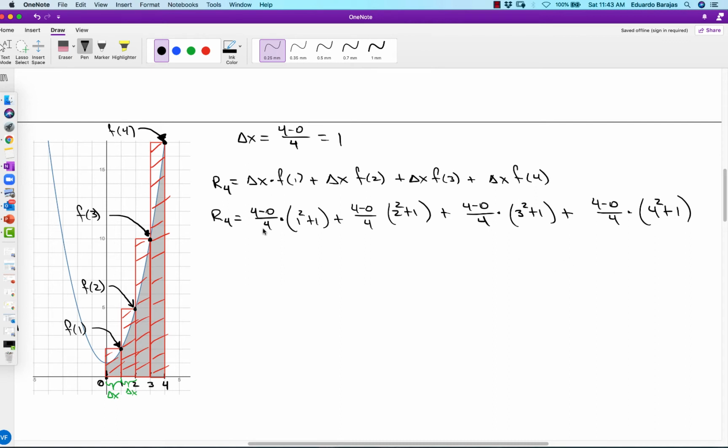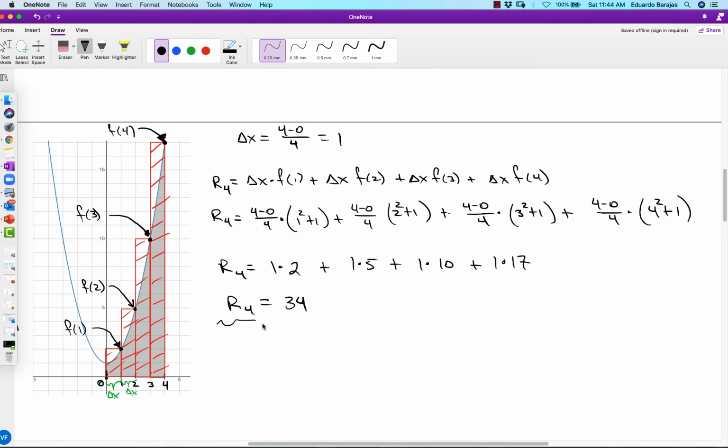Good. So all these (4 minus 0) divided by 4s are going to be equal to 1, so we can simplify those really easily. It's going to be 1 times 1 squared plus 1, that's 2, plus 1 times 2 squared plus 1, that's 5, 1 times 5, plus 1 times 9 plus 1, that's 10, 1 times 10, plus 1 times 16 plus 1, that's 17, 1 times 17. So R sub 4 is 2 plus 5 makes it 7, plus 10 makes 17, plus 17 equals 34. So there's the sum of all 4 red rectangles equals 34.